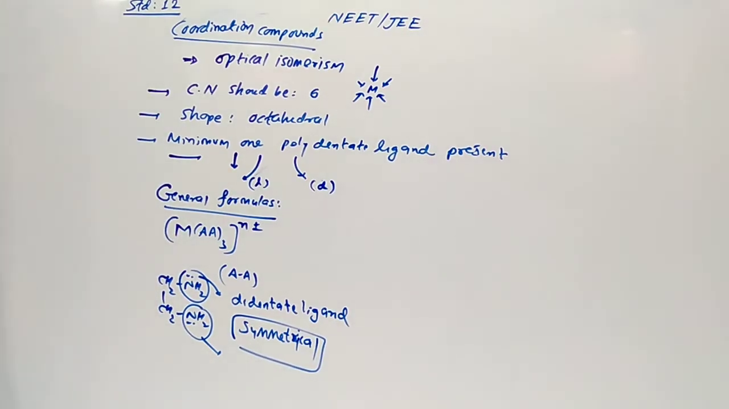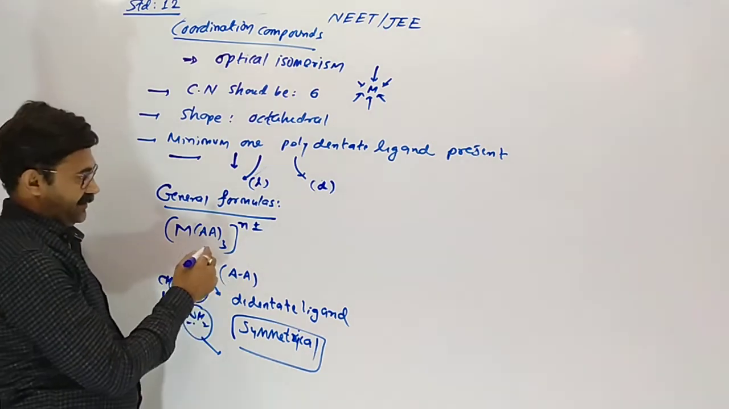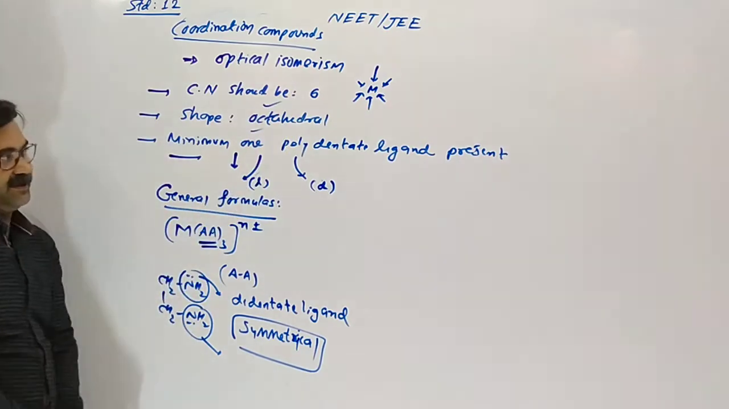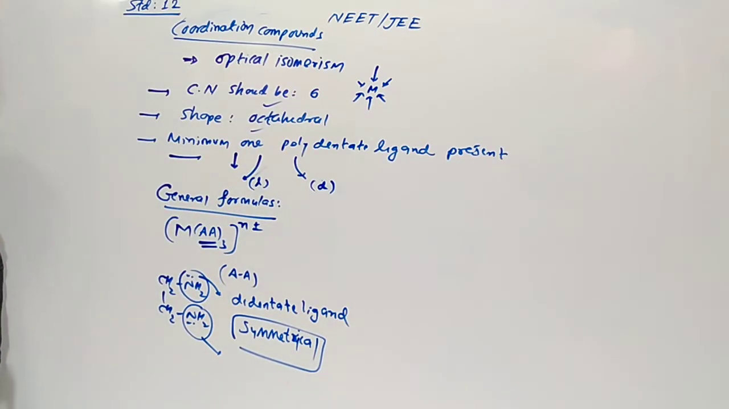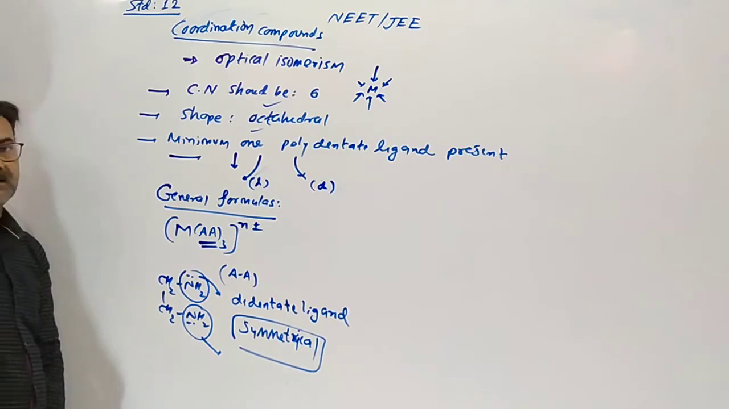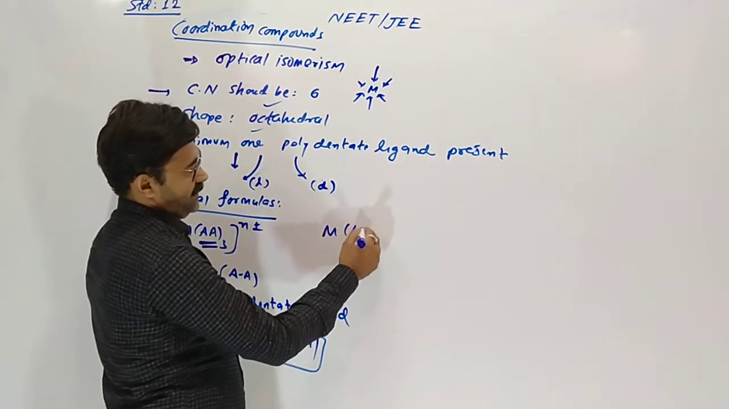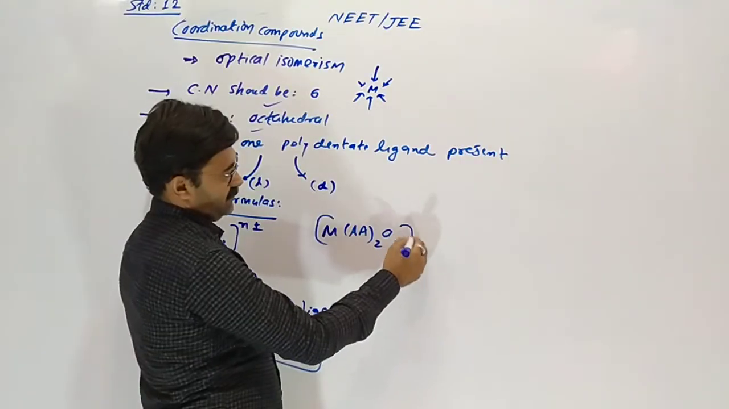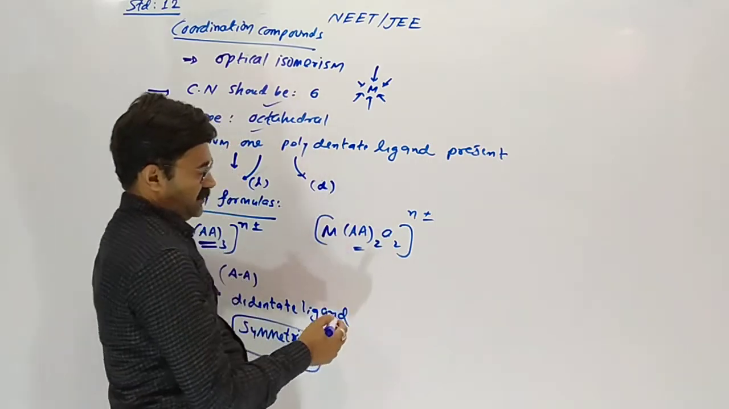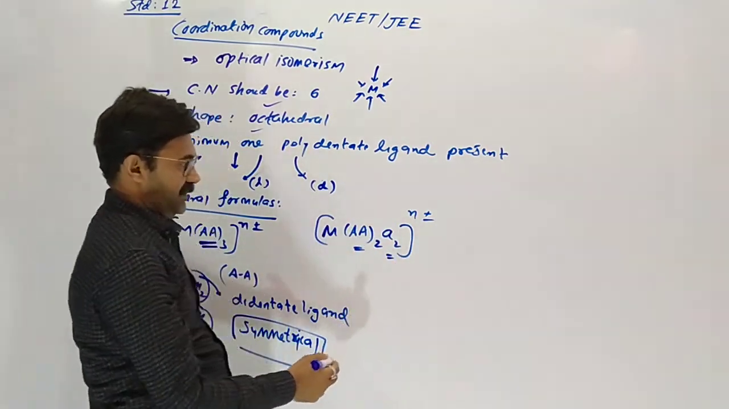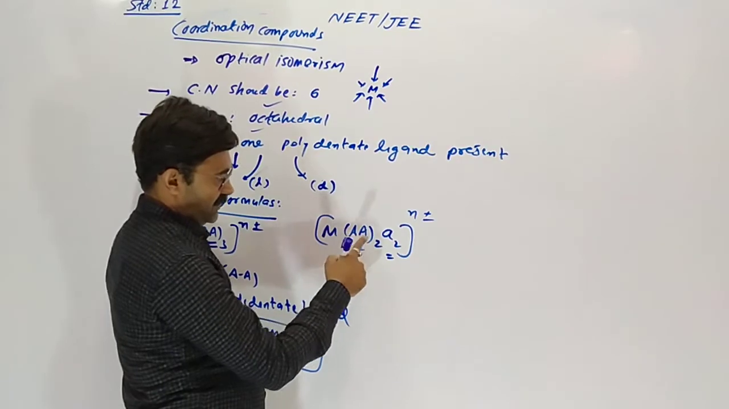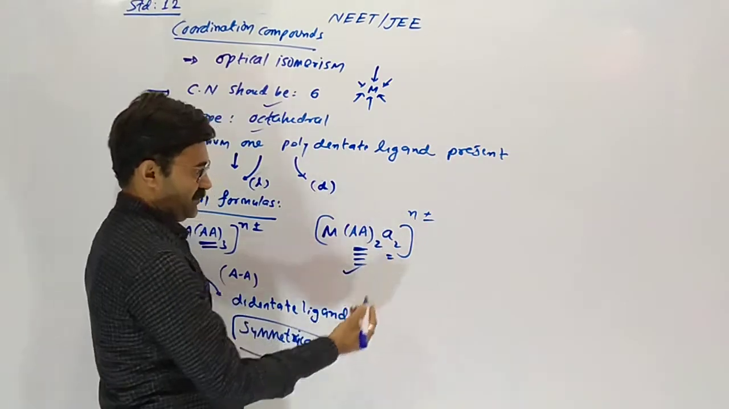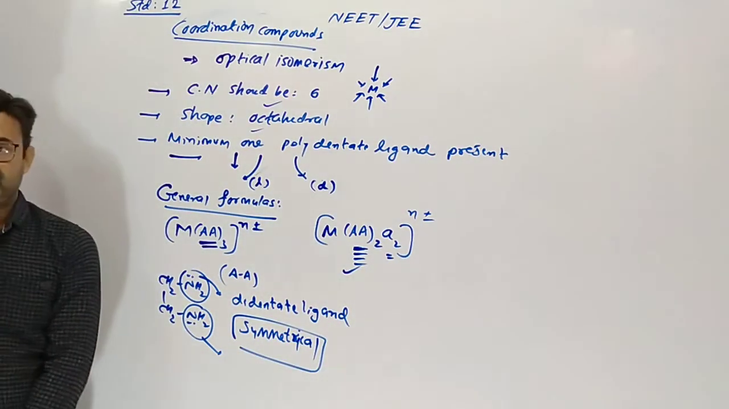Whenever the structure is MAA3, one didentate ligand forms 2 bonds, so 3 form 6. Octahedral gives optical isomers. Another, suppose MAA2 and A2 is given. Here also, AA means didentate, and small a means monodentate, so AA2 makes 4, here 2, total 6. It also gives optical isomerism.